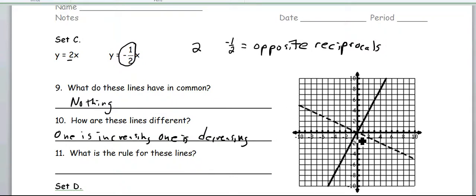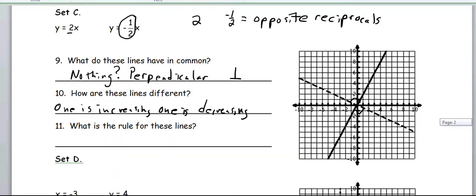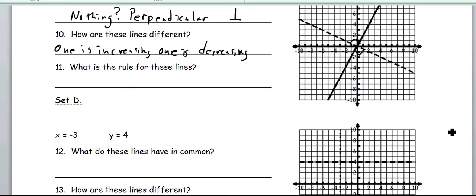If you see two lines that cross like this, and they make a 90-degree angle right there, and a 90-degree angle right there, what are they called? Well, they're called perpendicular. Perpendicular, which means they intersect at right angles. And the math symbol for perpendicular is that right there. So, what is the rule for these lines?